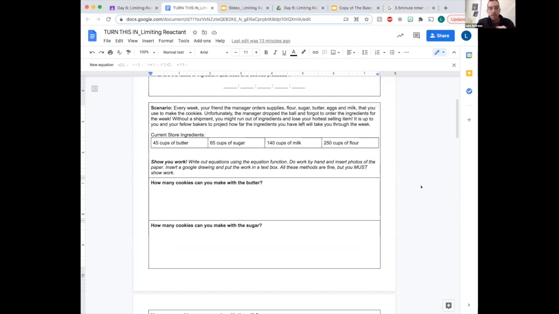Okay, so the ingredients that we have left is right there on that page for you. 45 cups of butter, 65 cups of sugar, 140 cups of milk, and 250 cups of flour. So what you have to do is, based on each ingredient, what is the maximum number of cookies that you can make with the given ingredient? So the one that I'm going to show for you is butter.